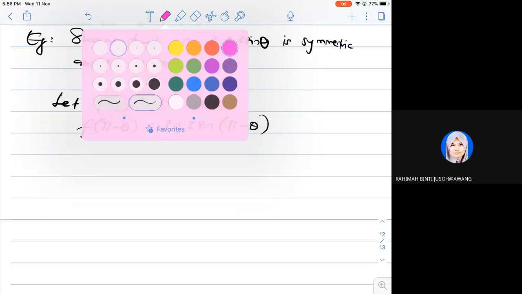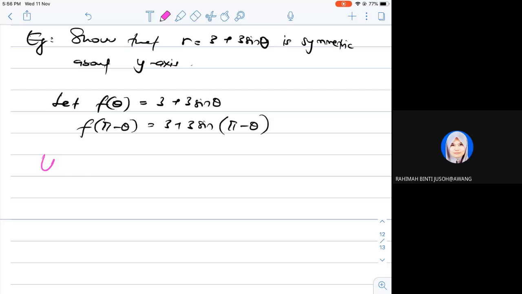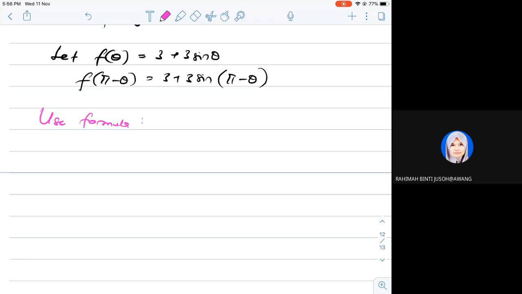Okay, how do we solve this? You need to use formula. Use formula of trigonometric subtraction. Let's say sine A minus B. Sama dengan apa ni? Sin A cos B minus cos A sin B. So ini apa ni? Ini A. Ini adalah you punya B.